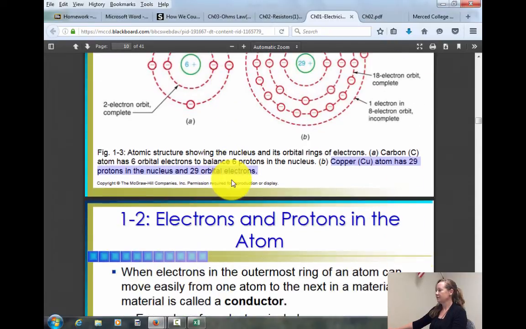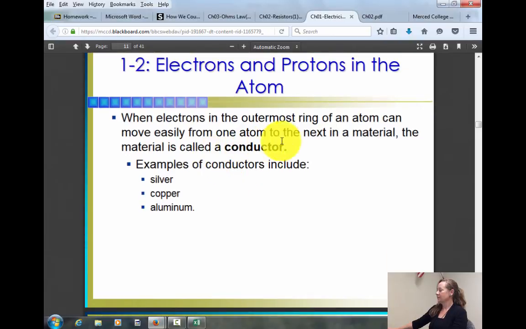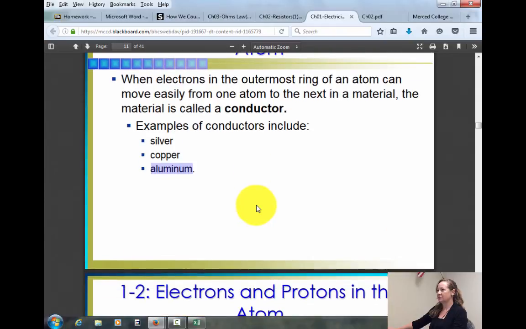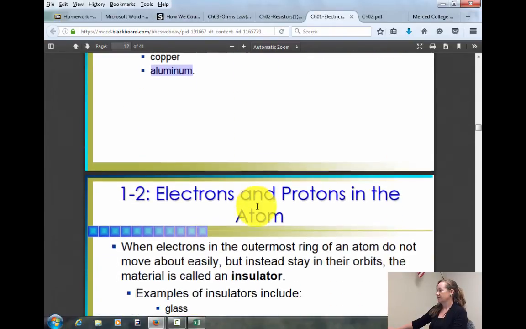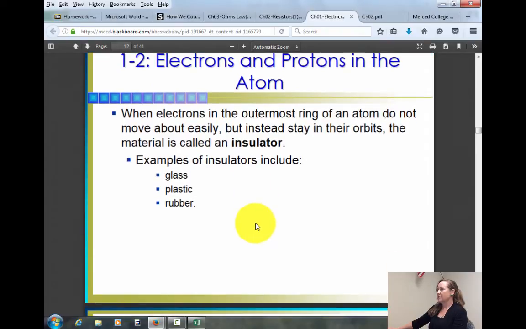So when electrons in the outermost ring of an atom can move easily from one atom to the next, it's called a conductor. So we have copper as our conductor, we have silver, we have aluminum. How about gold? Gold is a conductor. Gold is used on motherboards. Gold is used in nanotechnology. When electrons in the outermost ring of an atom don't move about easily, then it's an insulator. If they hold on to their outermost electrons and don't let them go and be free electrons, then they don't conduct electricity, like glass and plastic and rubber.